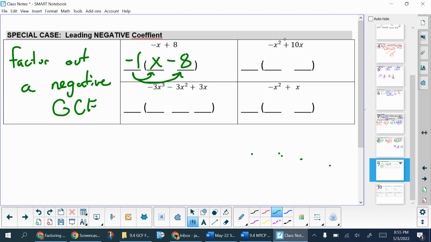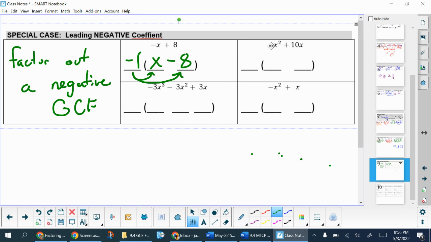Okay. Next one over here. Same kind of thing going on, but a little bit more. Look at the numbers. You've got negative 1 and 10. I want to factor out that negative 1, even though there's nothing in common between the 1 and the 10. So I'm going to factor out a negative 1. Then I can look at my variables, x squared and x. Well, there's an x in common between those.